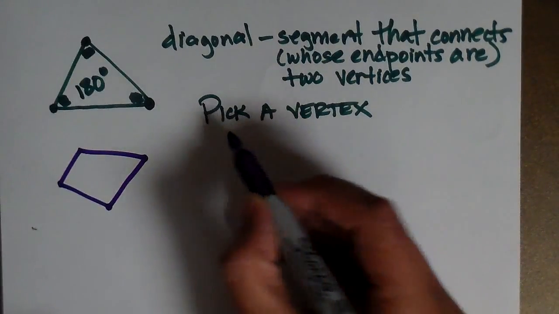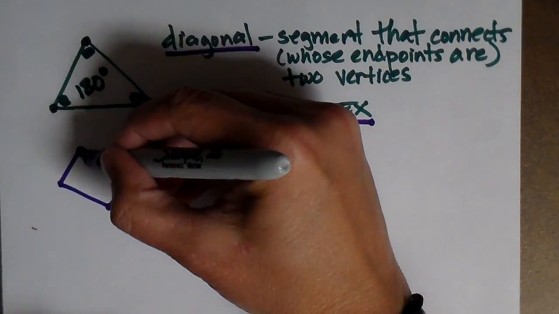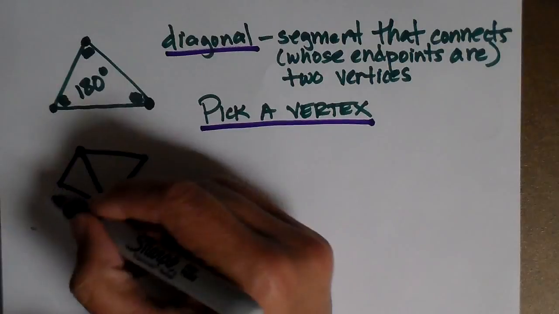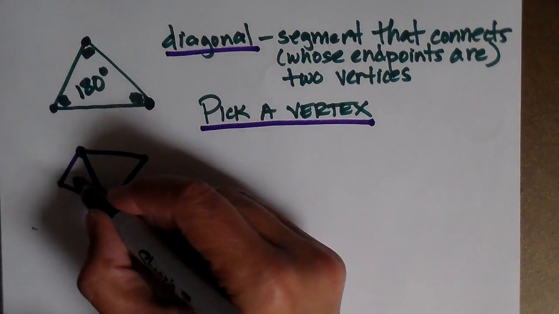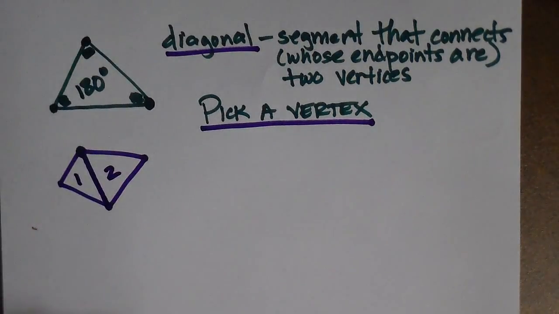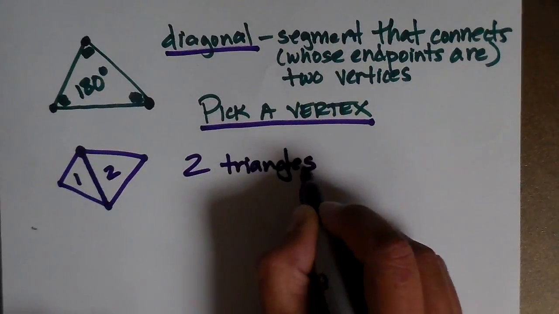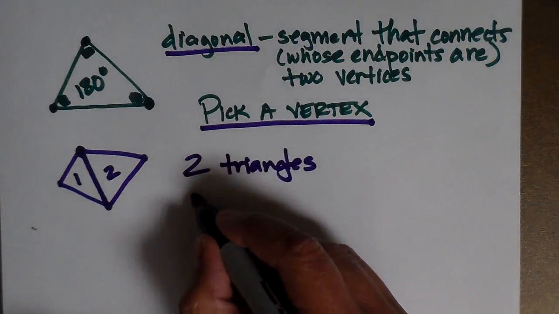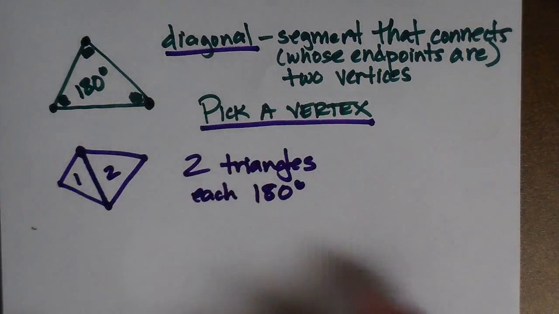I'm going to pick a vertex, and I'm going to try to draw a diagonal. I'm going to pick this vertex just because I want to. I can draw how many diagonals? 1. I can't draw any more though, can I? Everything else I try to do to connect a vertex is a side already. So how many triangles are created here? 2 triangles are created, right? So I've got 2 triangles. And what's the sum of each triangle? What is the sum of the interior angles of each triangle? Well, each one is 180 degrees, right? Do you see how I can create 2?